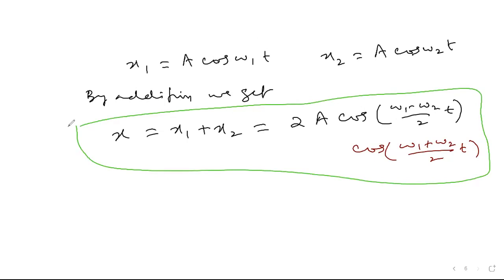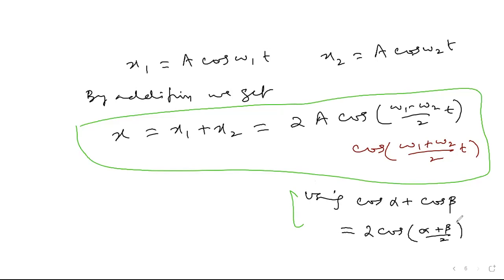Where I have used this trigonometric identity, let me specify that: cos alpha plus cos beta equal to twice cos (alpha plus beta) over 2 times cos (alpha minus beta) over 2.